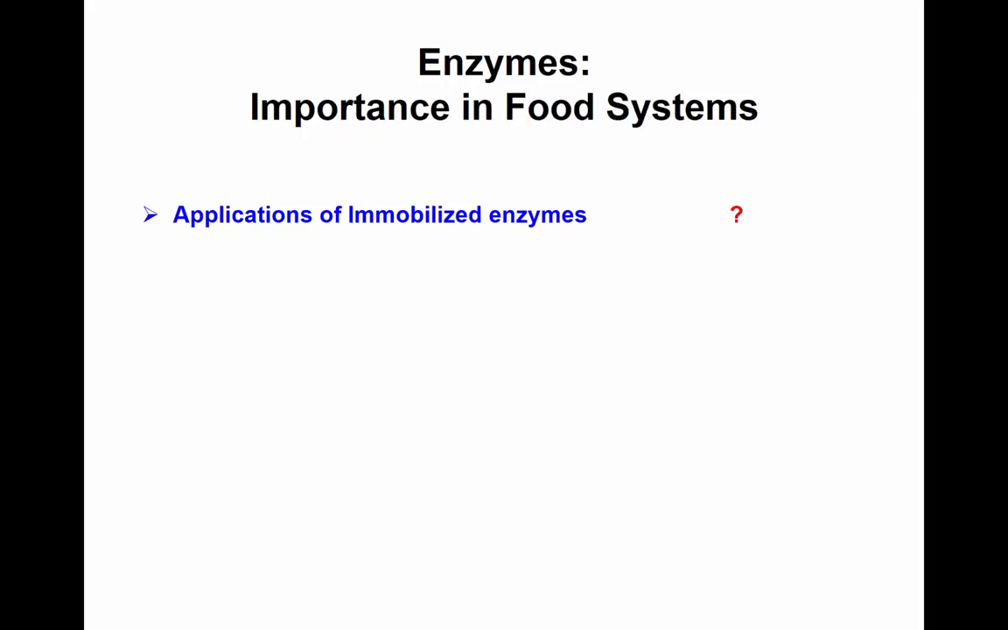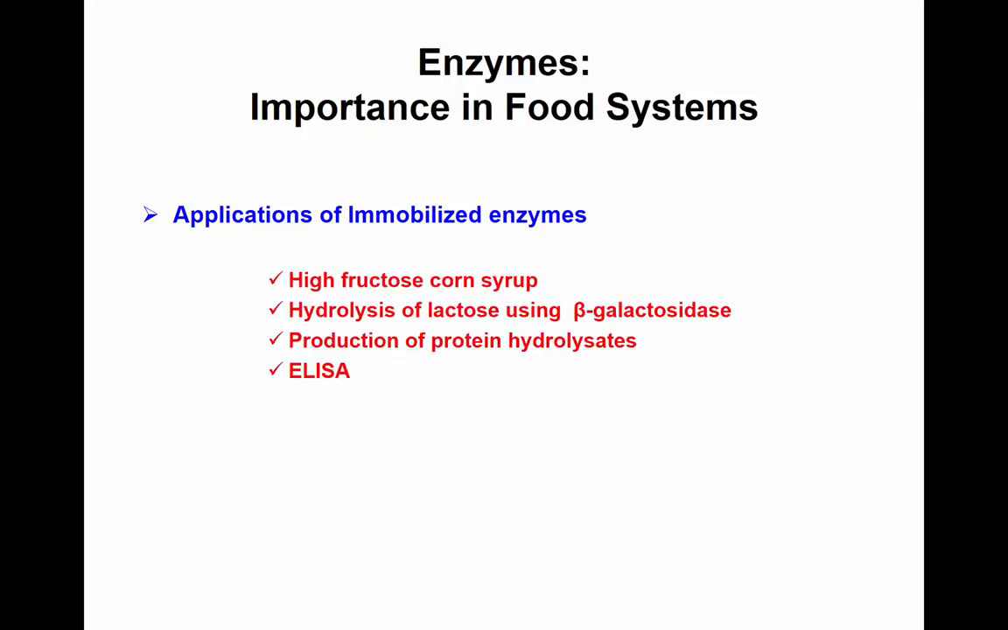Production of protein hydrolysates. So you can have membrane reactors or you have the enzyme immobilized and you pass your protein solution through the membrane reactors and the enzymes hydrolyze the protein, produce protein hydrolysate, and the enzyme is available for the next batch.